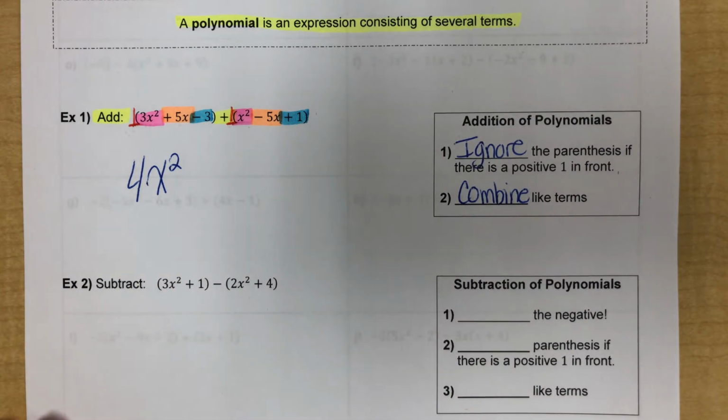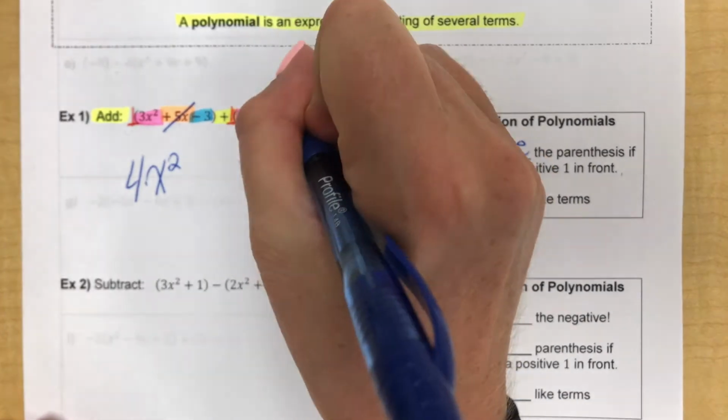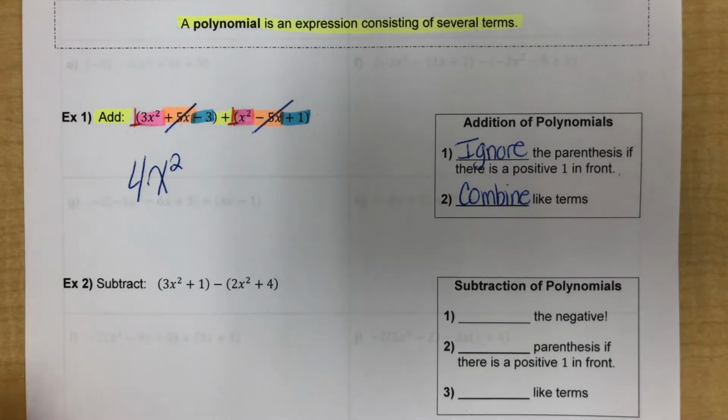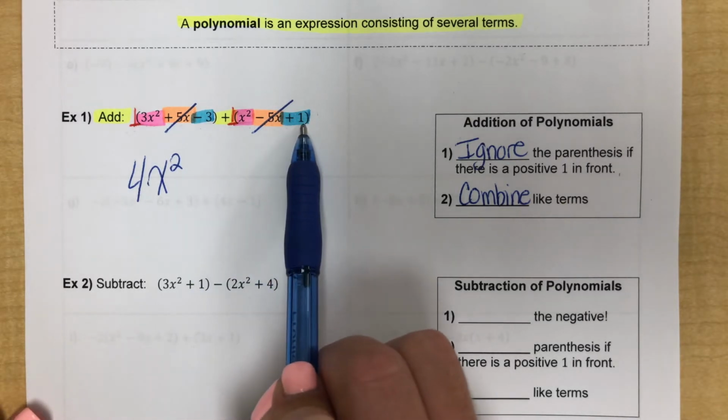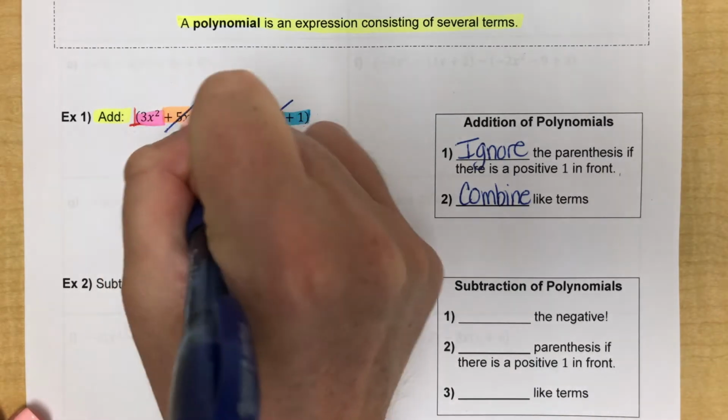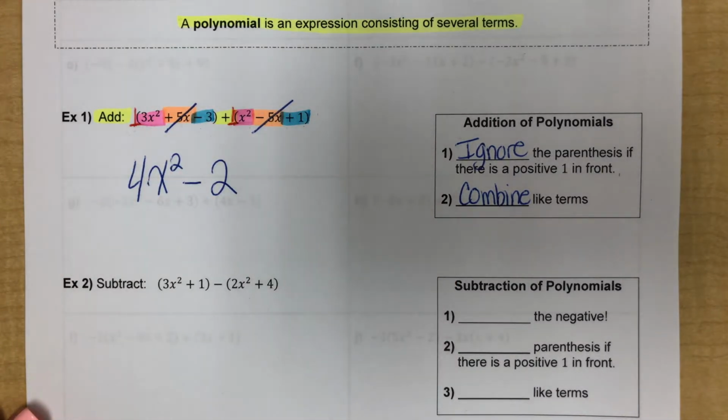So I'm not going to add that on. I'm actually just going to cross it out completely. Those terms will not be in my final answer because it came to 0. And then a -3 plus 1 gets me a -2. And that's how I would get my final answer for number 1.